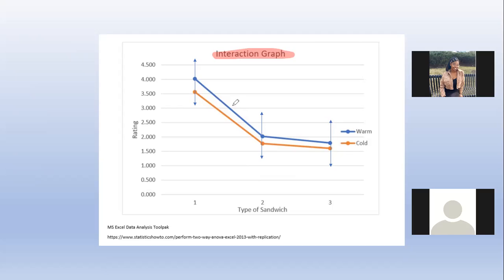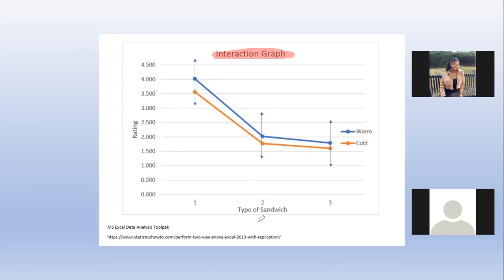Now, what the chapter goes into detail and says is that if the lines are parallel, and these lines are parallel, they don't have to be straight, but if the lines are parallel, then there's nothing interesting there. Parallel lines mean that there's no interaction. That just means that the type of topping, peanut butter, ketchup, peanut butter and ketchup, impacted the taste of a warm sandwich the same way that it impacted the taste of a cold sandwich, in the same exact way. There's nothing special about that.